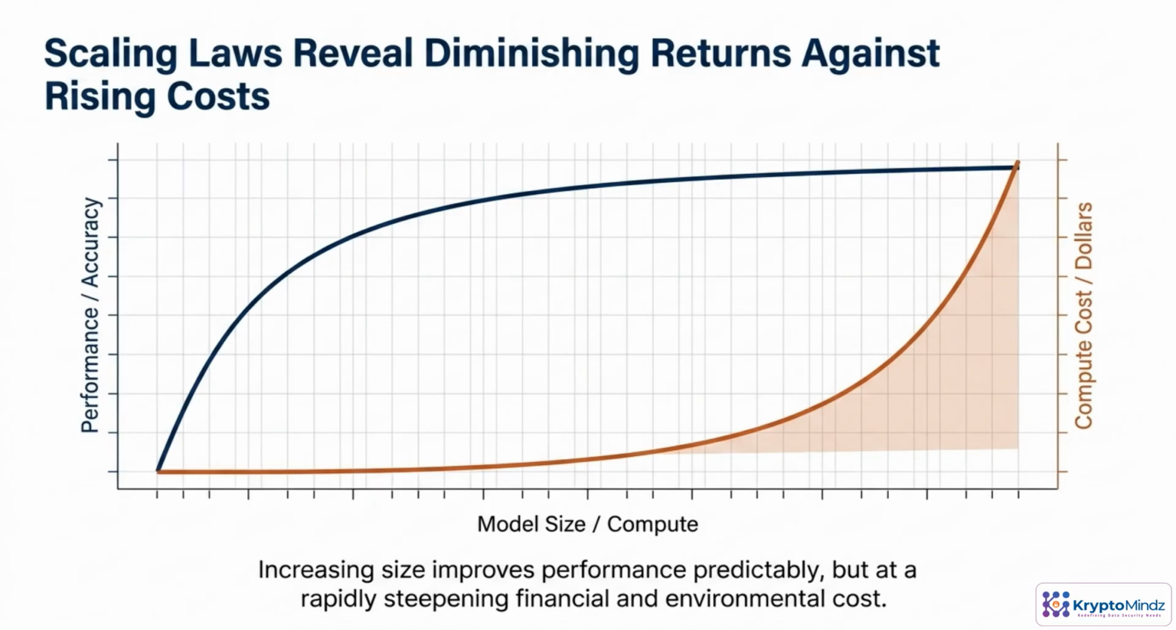Scaling laws show that as we increase model size, data, and compute, performance tends to improve in a smooth, predictable way. The catch is diminishing returns. Early scaling gives big gains for relatively modest cost. Later, each extra bit of accuracy requires far more parameters, training time, and energy. So bigger is better only up to a point. The real question becomes, where does the added performance justify the exploding cost?